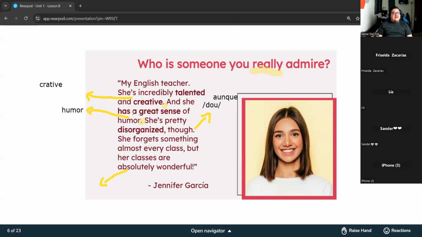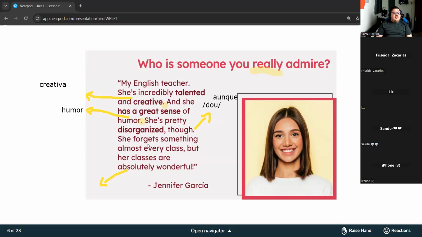Significaría ella tiene un gran sentido del humor, aunque ella es bastante desorganizada. She's pretty disorganized. So my English teacher, she's incredibly talented and creative. Creative es creativa, perdón, ahí lo escribí en inglés otra vez. Creativa, creativa. And she has a great sense of humor, humor. She's pretty disorganized though, aunque ella es bastante desorganizada.